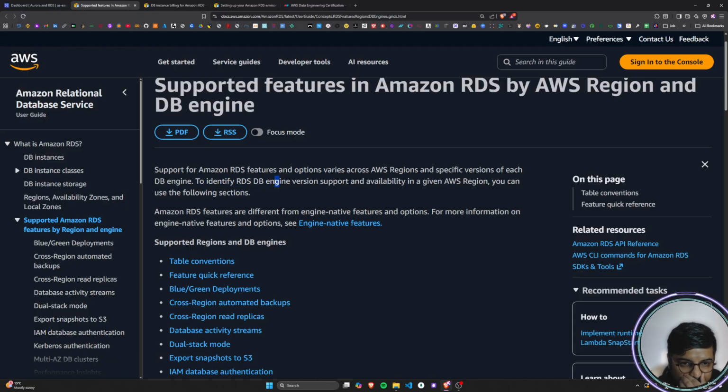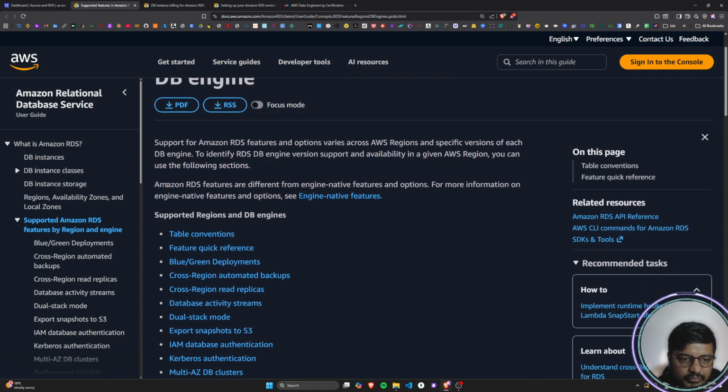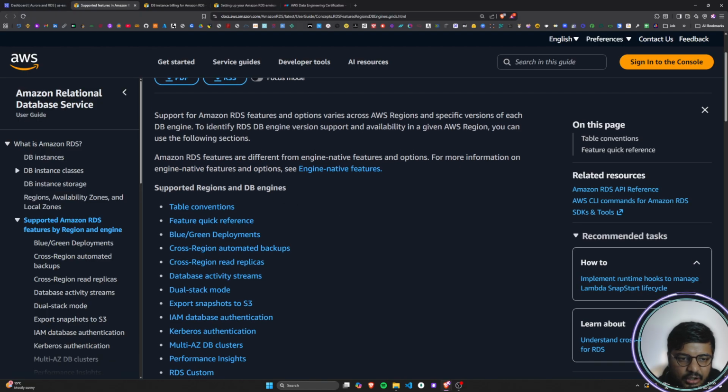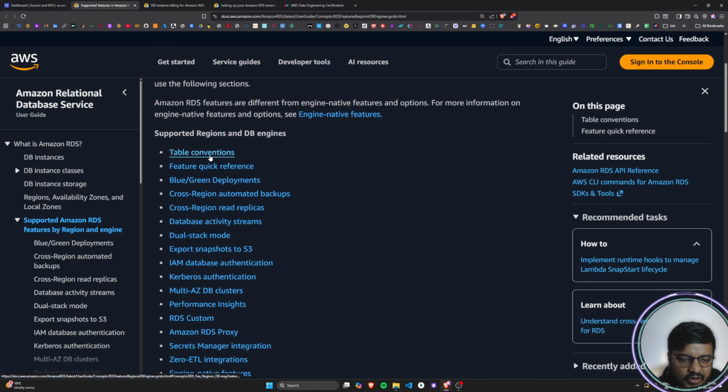So to identify RDS or DB engine versions and version support and availability in a given AWS region, you can use the following section. So Amazon RDS features are different from engine native features and options. For more information on engine native features and options, you can see this particular link. So supported regions and DB engines are, if I talk about table conventions, right?